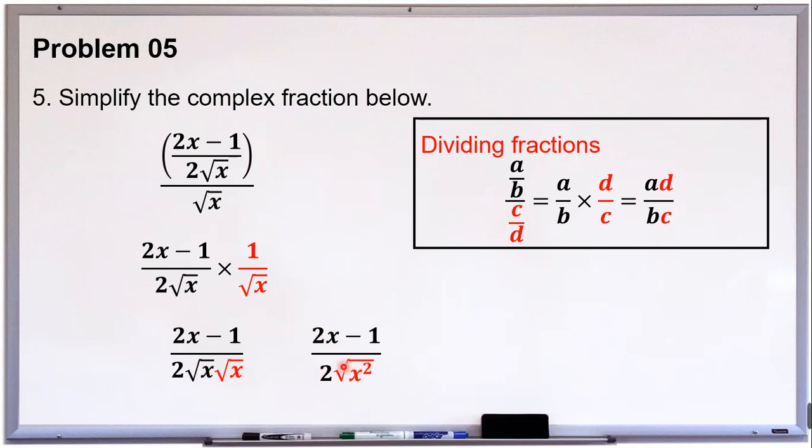The exponent here is similar to the index, so x can be extracted out from the radical expression. So the final answer is 2x minus 1 all over 2x.